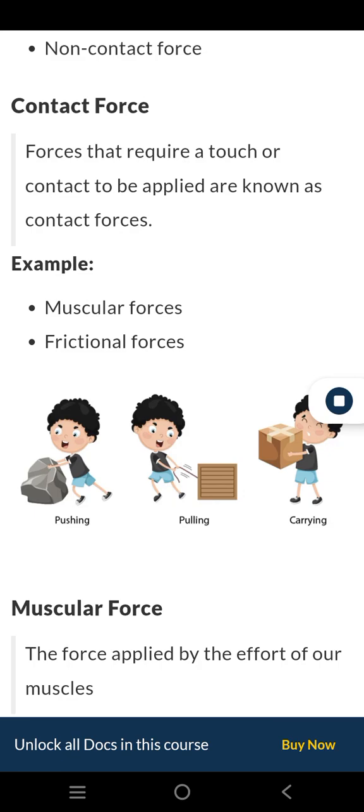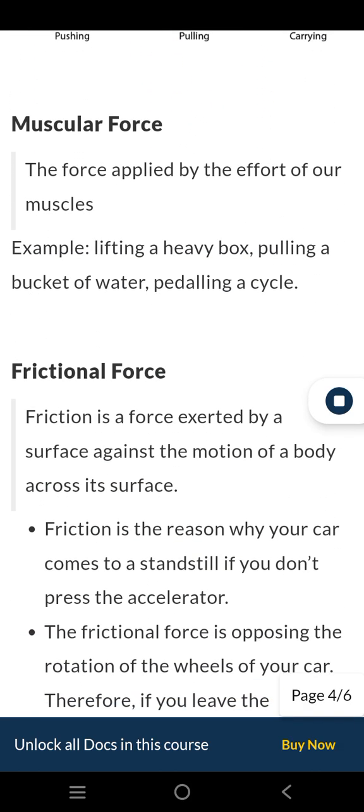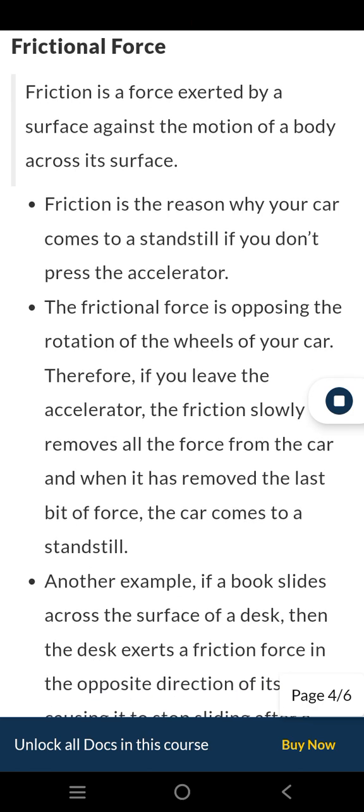Muscular force: the force applied by the effort of our muscles. Example: lifting a heavy box, pulling a bucket of water, pedaling a cycle. Frictional force: friction is a force exerted by a surface against the motion of a body across its surface. Friction is the reason why your car comes to a standstill if you don't press the accelerator.